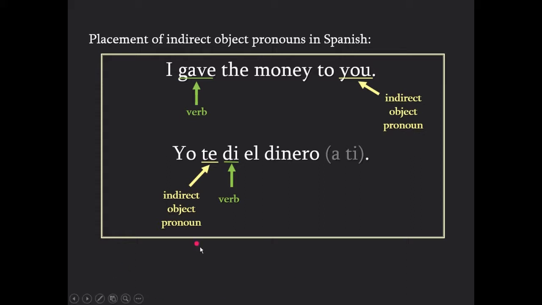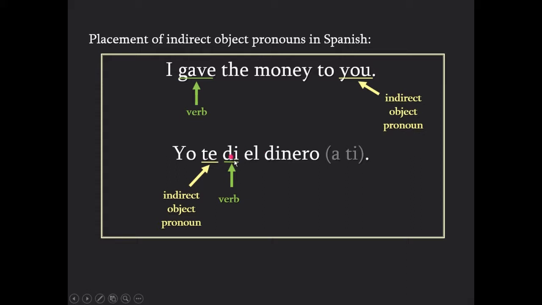Now over here, after, you'll see in dark gray the words a ti. A ti, like I said in a previous screen, can be used to emphasize or clarify te. But it's really not necessary, and that's why it's grayed out, because you don't need to say a ti because the word te already means to you. So this sentence says, literally, if we translate it word for word, I to you gave the money.